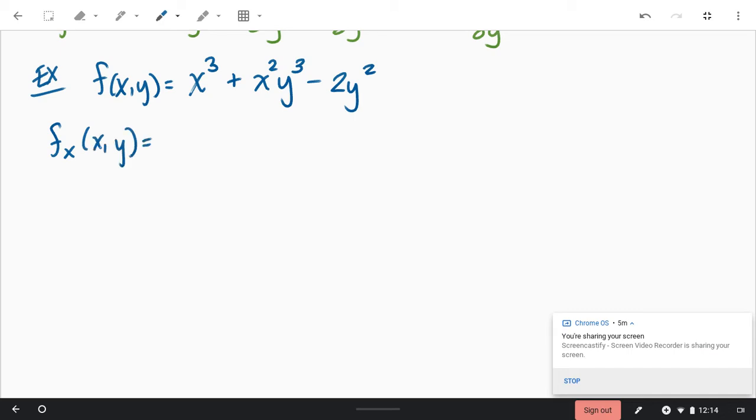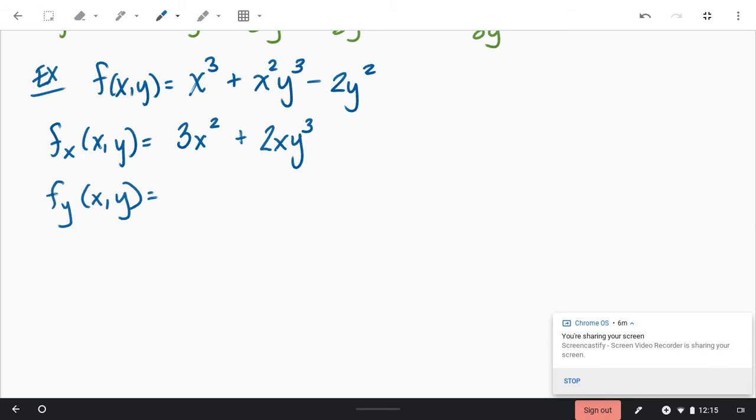Okay, so we're going to treat y as if it's a constant. With respect to x, that first term would be 3x squared. For the second term, think of y cubed as just a constant, so the derivative of x squared is 2x, just like that. And then if y is a constant, when we take the derivative of 2y squared, it's 0. We could do the same thing now for the partial with respect to y.